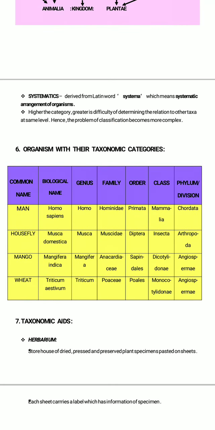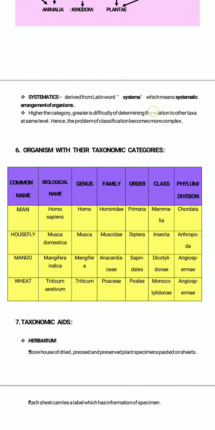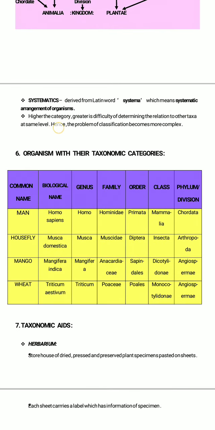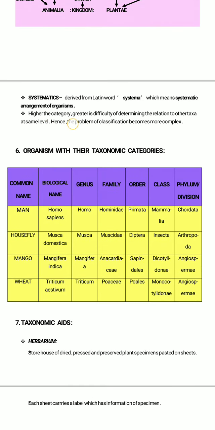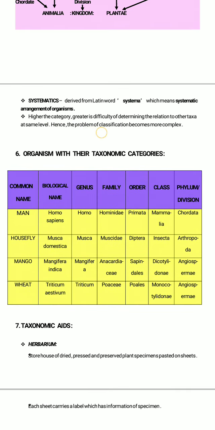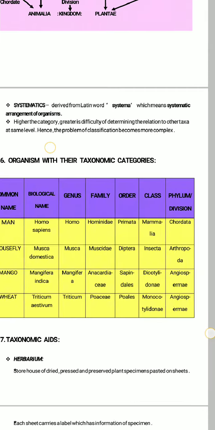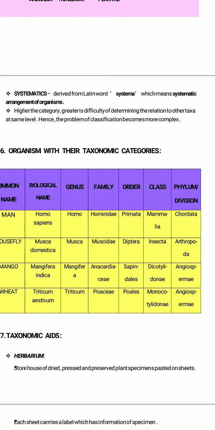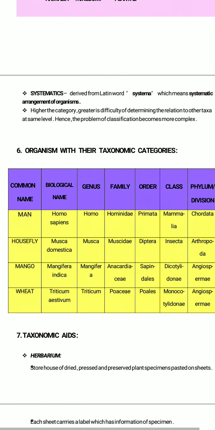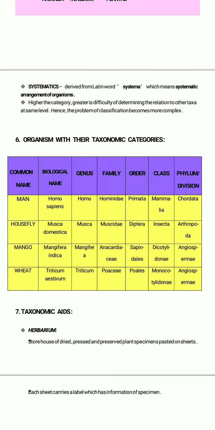Then systematics. What is meant by systematics? It is derived from the Latin word systema, which means systematic arrangement of organisms. Higher the category, greater is the difficulty of determining the relation to other taxa at the same level. Hence the problem of classification becomes more complex.